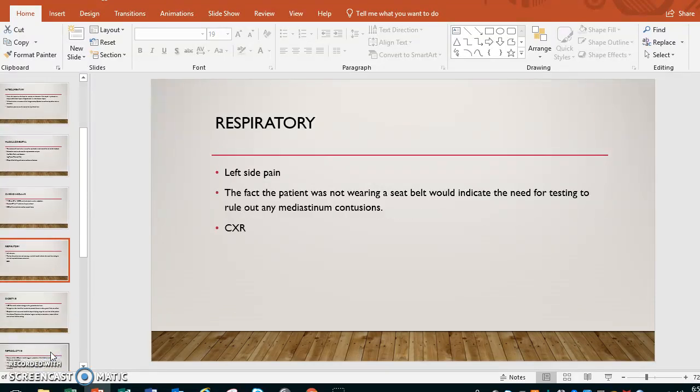For the respiratory system, the left side pain needs to be assessed. The fact the patient was not wearing a seatbelt could indicate the need for testing to rule out any mediastinum contusions, and a chest x-ray would be the best source for that particular rule out.